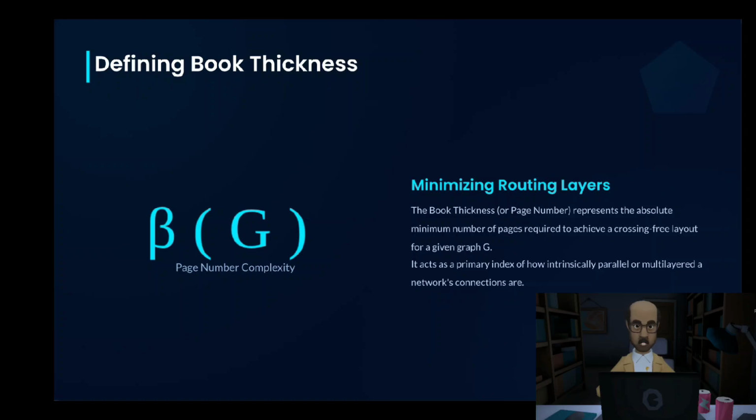The book thickness, or sometimes referred to as the page number, represents the absolute minimum number of pages required to achieve a completely crossing-free layout for a given graph G. Essentially, it acts as a primary index of how intrinsically parallel or multi-layered a network's connections are. The lower the book thickness we can achieve, the more efficiently we can route the network without any intersections.